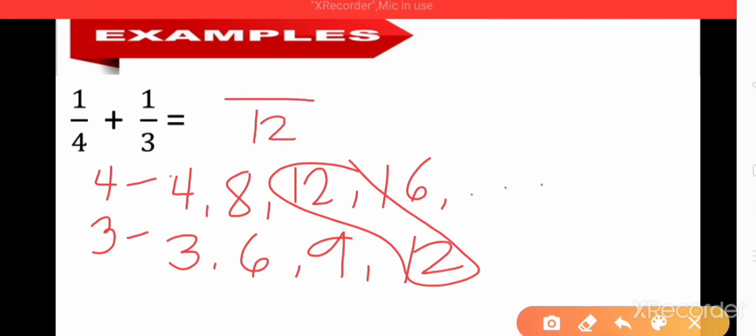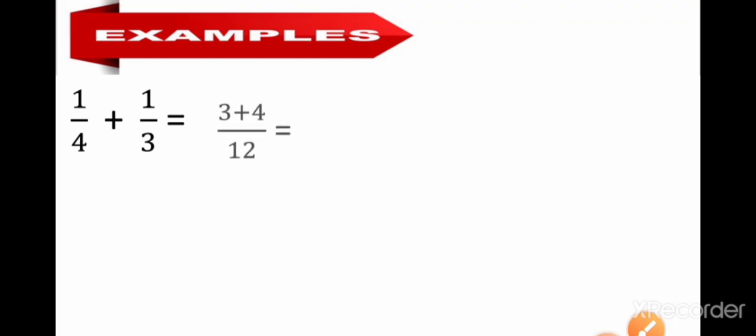And then, divide natin sila sa denominator, i-times natin sila sa numerator. 12 divided by 4 will give you 3, times 1 will give you 3. Then, kung anong operation sa gitna, siya yung operation na ilalagay. So, 12 divided by 3 will give you 4. Then, 4 times 1 will give you 4. So, meron na tayong 3 plus 4 over 12.